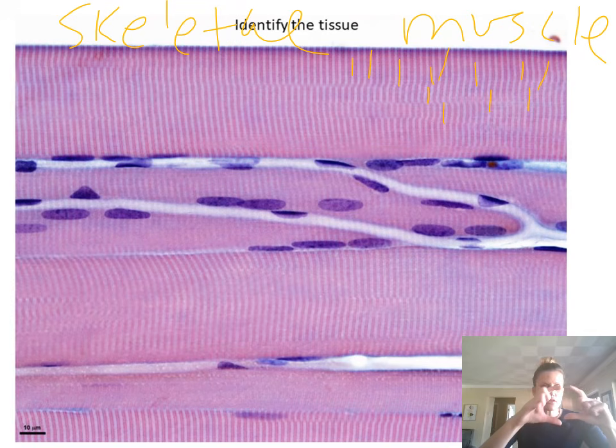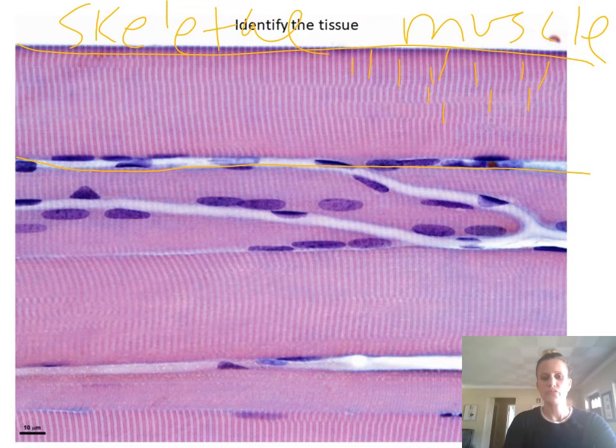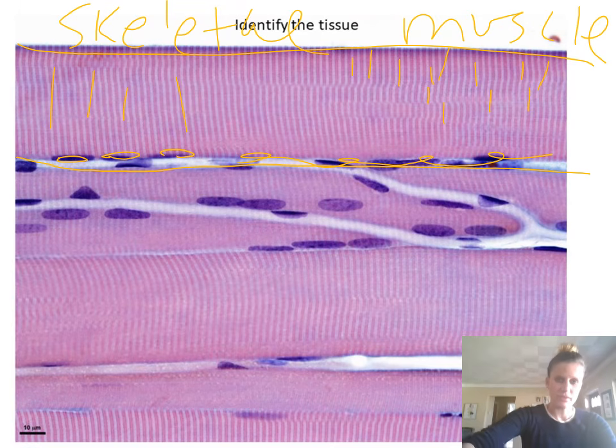Skeletal muscle has these huge cylinder cells. So this is one single cell. You might look at that and say, wait a minute, look at all those nuclei. One cell has a bunch of nuclei. So this is one cell with a bunch of nuclei, and then the stripes going across it. So that's skeletal muscle.